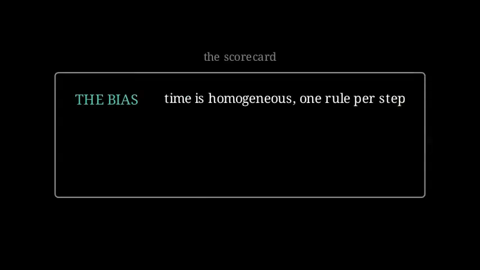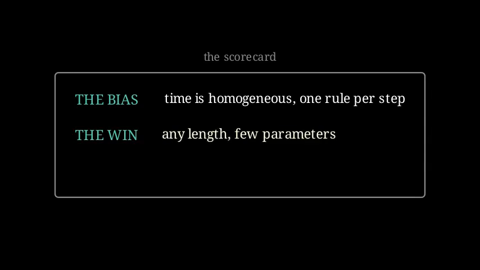So let us grade recurrence the way we grade every architecture in this series, on the same 3-line card. The bias, time is homogeneous. One shared rule at every step, that is the bet recurrence makes about the world. The win when that bet is right, any length, few parameters. One tiny cell reads a sequence of 3 symbols or 3,000, and every step is training signal for the same shared weights. That is the sample efficiency payoff.